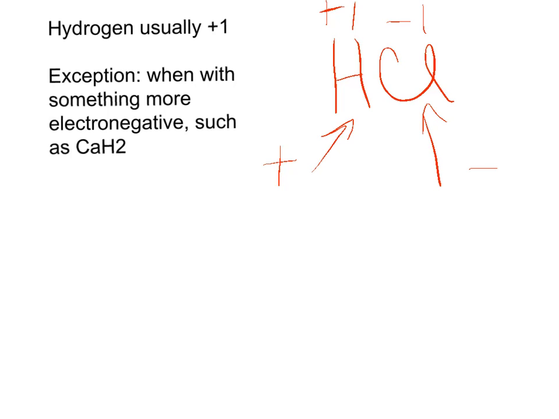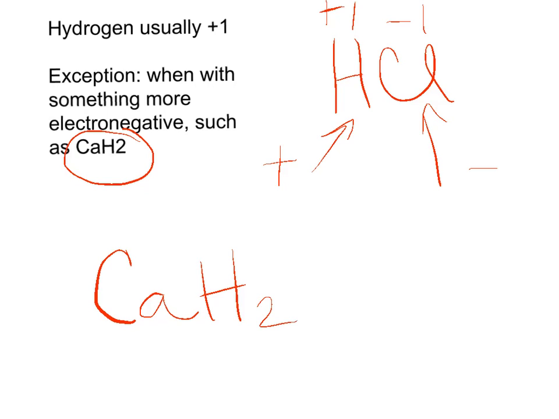The exception would be when hydrogen is shown in a compound and it is the second element. That's telling you that it is the negative element. And you may also know by electronegativity that calcium will be more electronegative than hydrogen. So in this case, if we have CaH2, the hydrogen, because it's the second element, it will have a -1 oxidation number because it has a 1 negative charge in this case.